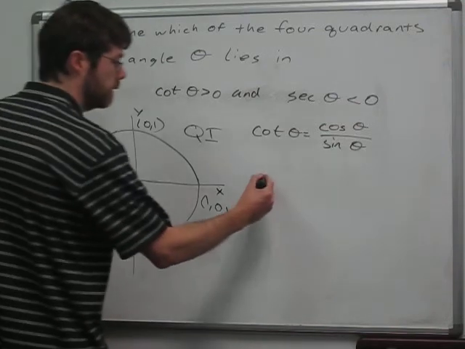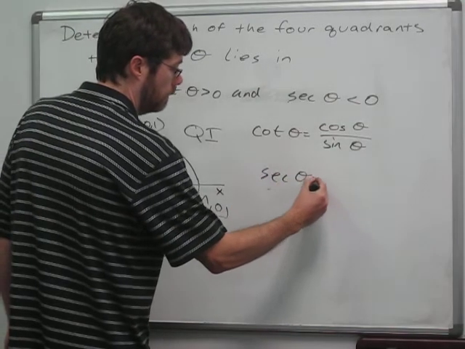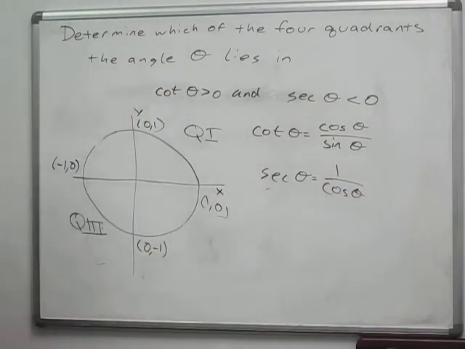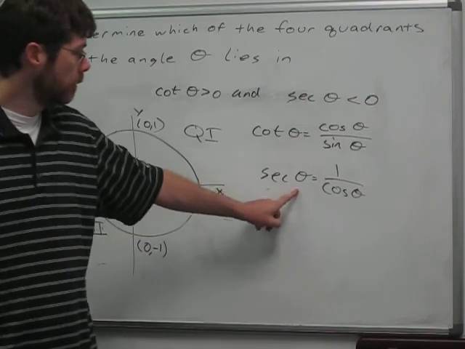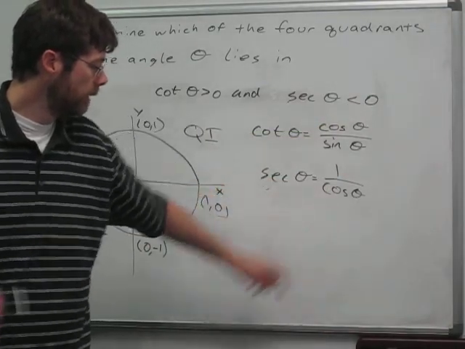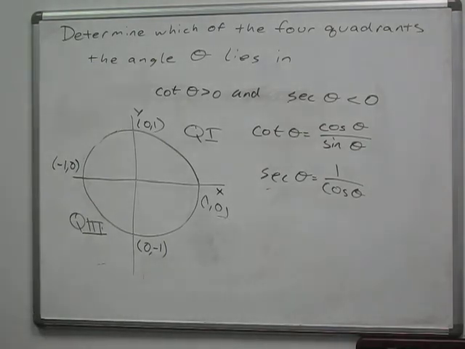So now let's think about the secant. It's 1 over the cosine. So secant theta will be negative whenever cosine is negative. So whenever the x-coordinates are negative, right, and they're negative to the left of the y-axis, our theta must lie somewhere in quadrant 3.